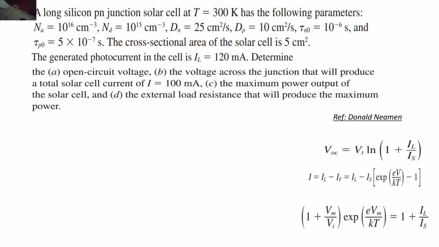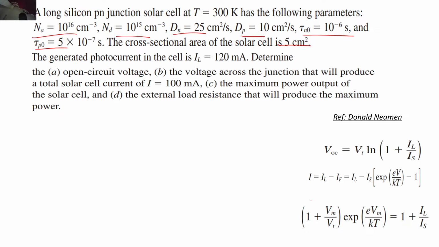Okay, so now this is our last numerical for today. It is again taken from the exercise problems of Donald Neamen. A long silicon PN junction solar cell is there, a temperature has been given, and the doping parameters have been given, the lifetime of the carriers and the diffusion coefficients have been given to me. Even the area of the solar cell has been given to me.